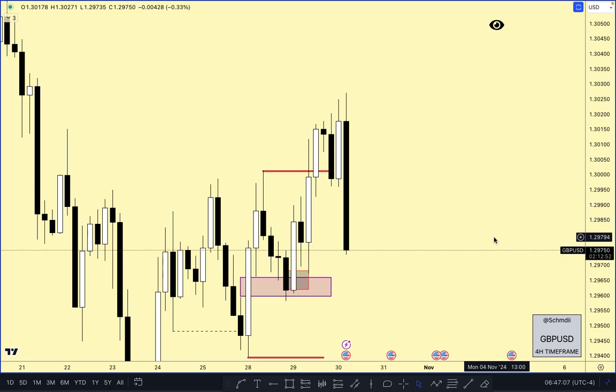You then can give it an extra boost by using the right timing, by entering during a kill zone. Perhaps if you're a silver bullet trader, you trade between 3 a.m. to 4 a.m. Eastern Standard Time, 10 a.m. to 11 a.m. Eastern Standard Time, or 3 p.m. to 4 p.m. Eastern Standard Time. Well, whatever element of time it is that you personally use, if that's something that you make use of in your own personal trading methodology, it can definitely give you a high probability setup.